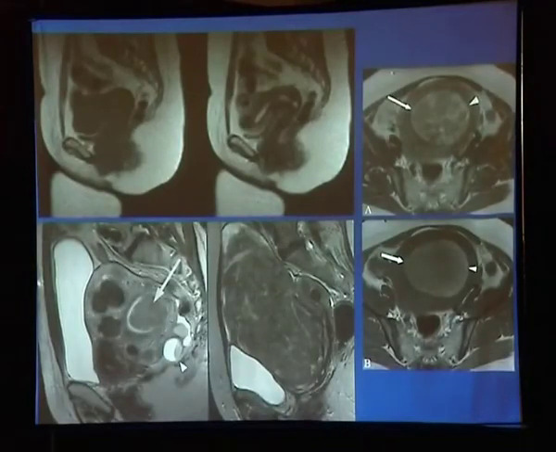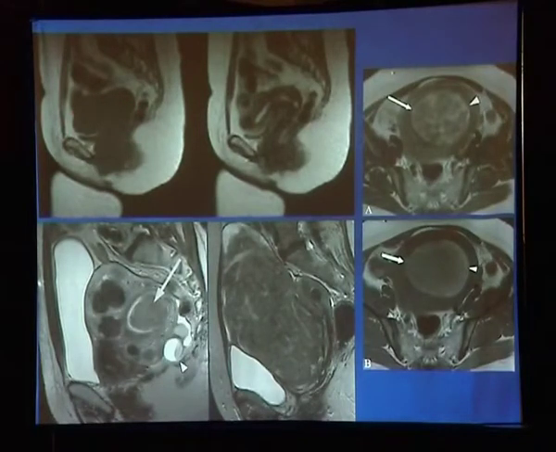So how do you see a fibroid in MRI? They're best seen on T2 weighted images, where you see these fibroids as hypointense compared to, or blacker than, the normal myometrium. On T1 weighted images, they are isointense, or the same intensity as the myometrium. So you do not see them very well on T1 weighted images.